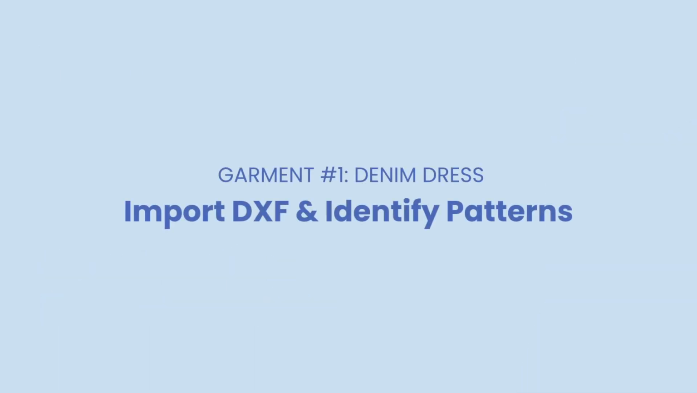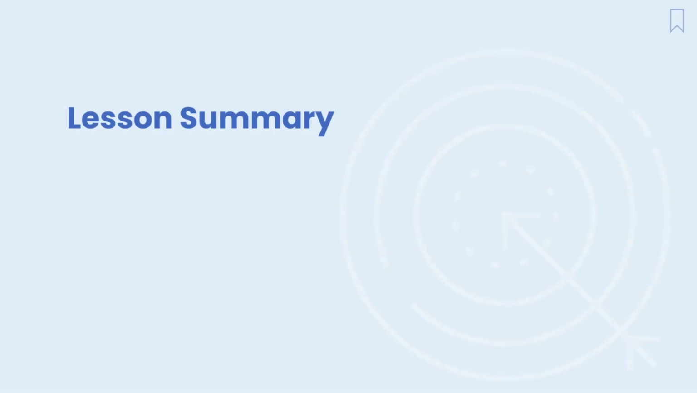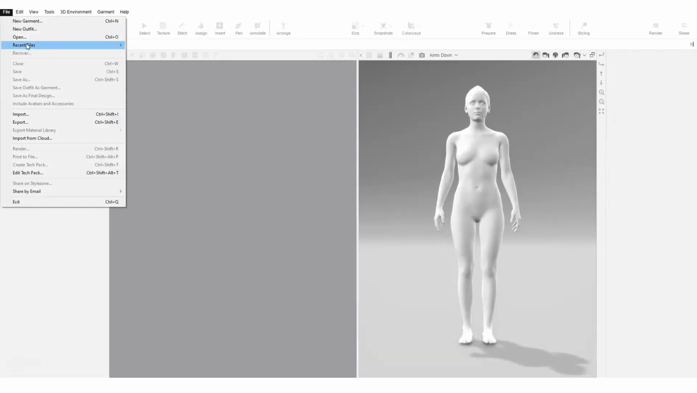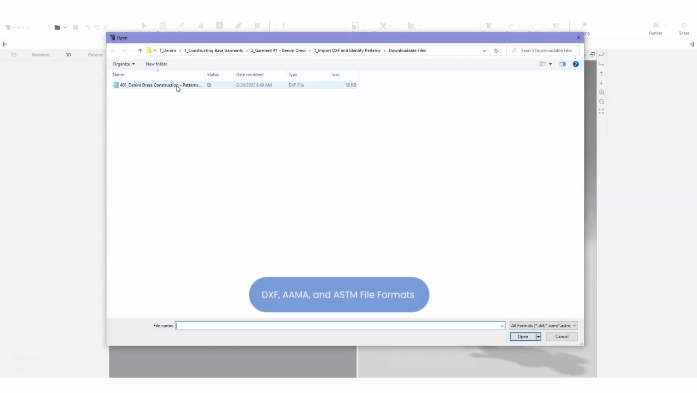In this video, we're going to learn how to import a DXF pattern file and prepare it for stitching. We will cover the following: import DXF, identify pattern pieces, and symmetry. To begin, we import the DXF file. Note that vStitcher supports DXF AAMA and ASTM file formats.